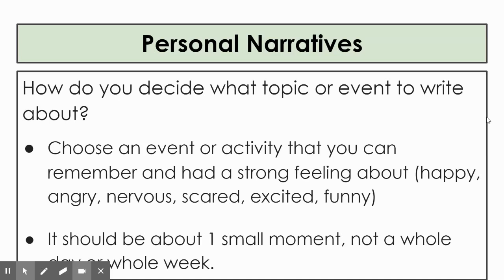How do you decide what topic or event to write about? First, choose an event or activity that you can remember and had a strong feeling about. You could have a strong feeling that is either happy, angry, nervous, scared, excited, or funny. So think of an event that you can remember and had a strong feeling about, meaning it was important to you.